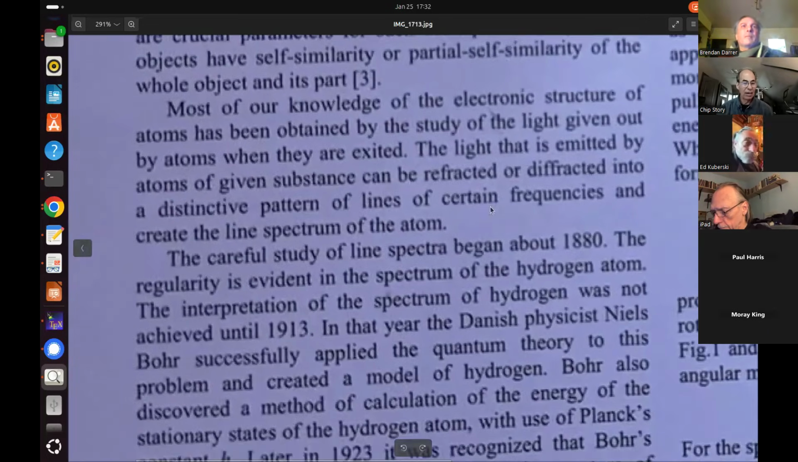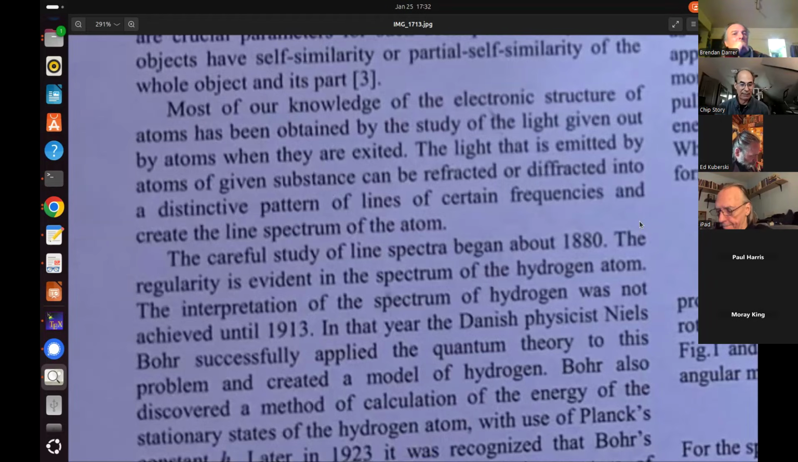Fractality. All right, most of our knowledge of the electronic structure of atoms has been attained by the study of the light given out by atoms when they are excited. The light that is emitted by atoms of a given substance can be refracted or diffracted into a distinctive pattern of lines of certain frequencies and create the line spectrum of the atom. I think that's supposed to be "excited", a spelling typo. Anyway, carry on. The careful study of line spectra began about 1880.